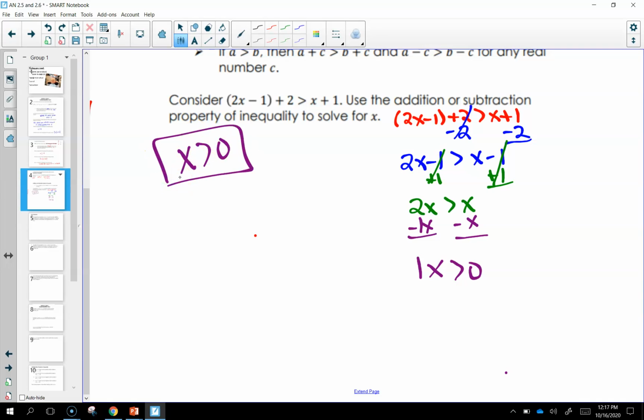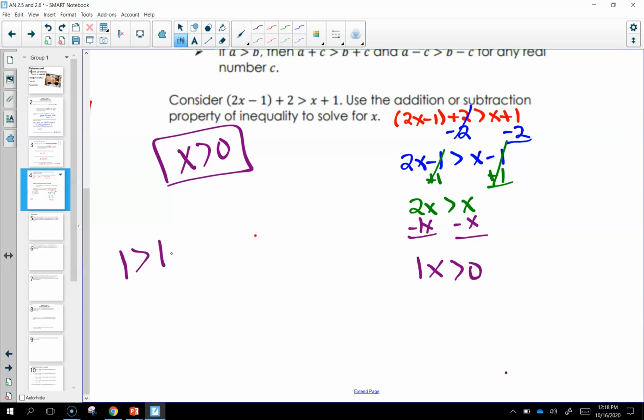Okay. Could it equal 0? Well, no, it cannot. You could even test it. 2 times 0 is 0, minus 1, negative 1, plus 2. That gives me what, 1? If I plug in a 0 right there. And the other side, x plus 1, 0 plus 1 is 1. Is 1 greater than 1? No. So see how, that's why 0 doesn't work.